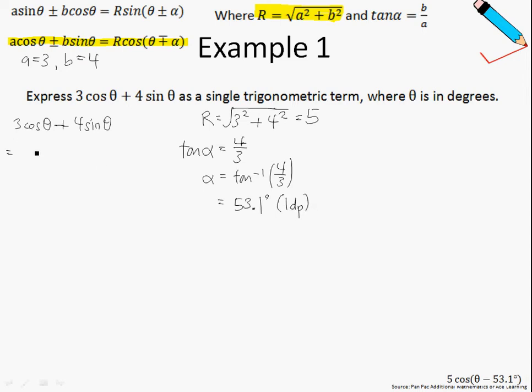Therefore, this can be converted into the form R cosine theta minus alpha. So R is just 5. Let me just highlight R to be 5. So that is where my 5 came from. And this gives me 5 cosine theta minus alpha.